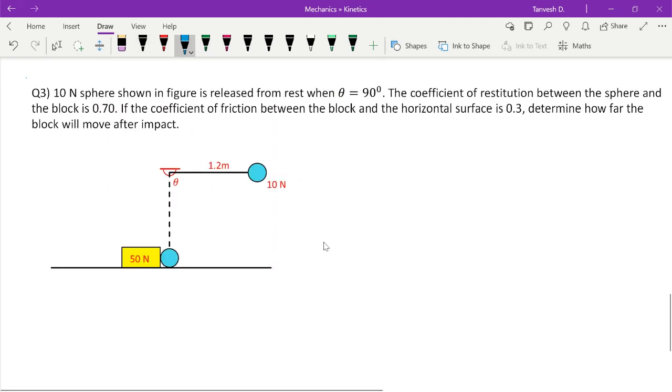What is given is a 10 Newton sphere, shown in the figure, released from rest when theta is 90 degrees. The coefficient of restitution between the sphere and the block is 0.7. If the coefficient of friction between the block and the horizontal surface is 0.3, determine how far the block will move after the impact. So mu is given as 0.3, and the coefficient of restitution e is given as 0.7.